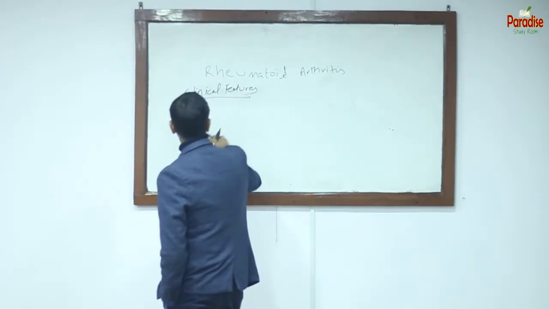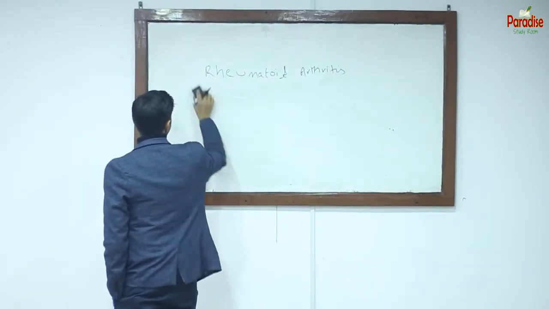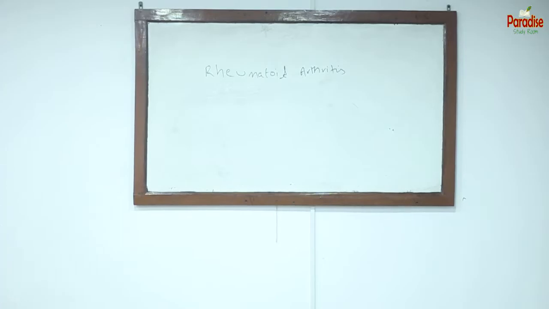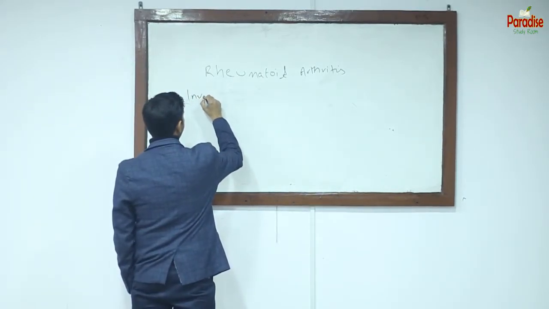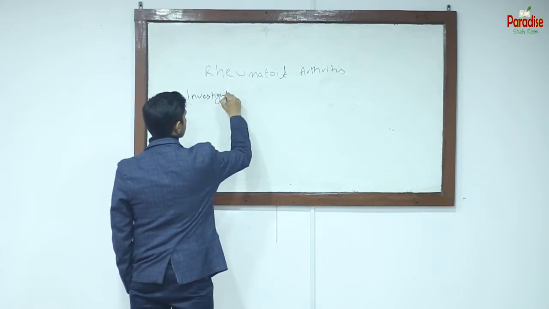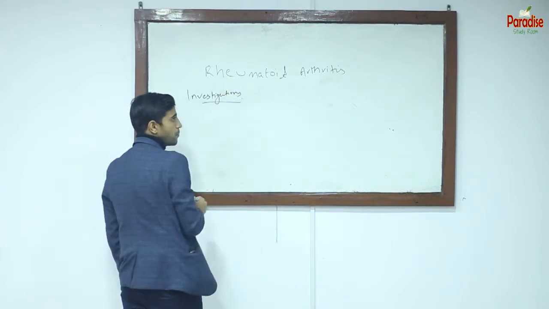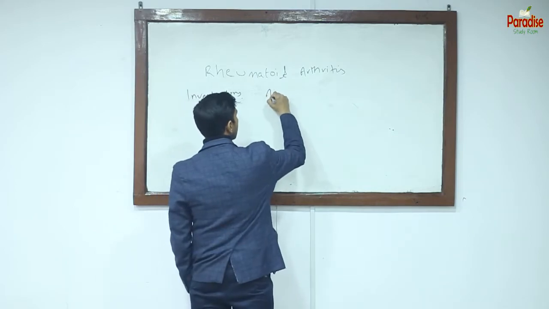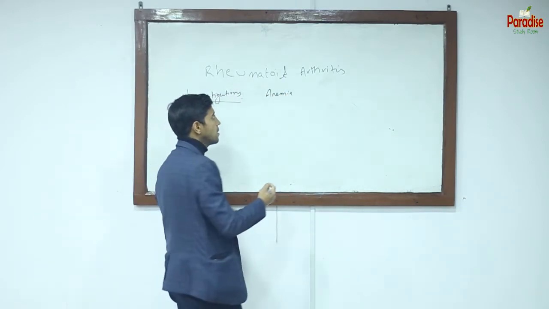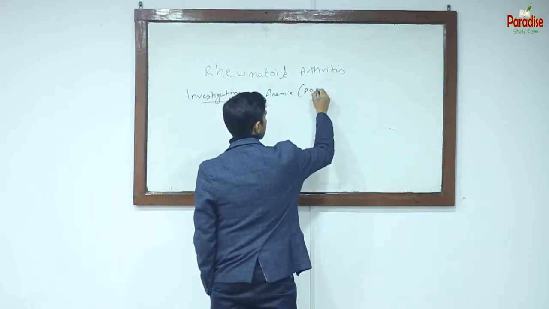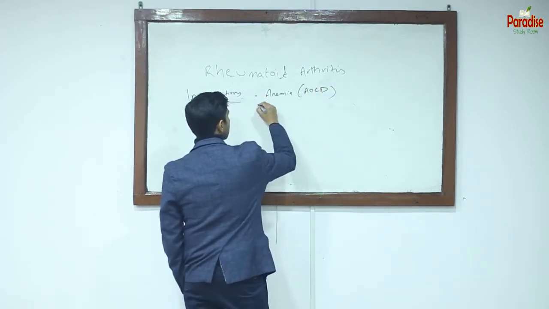So after this, let's talk about the investigations. Okay, so how do you investigate patients with RA? Most of the time, patients have anemia. If we do CBC, they have anemia, usually anemia of chronic disease, AOCD.